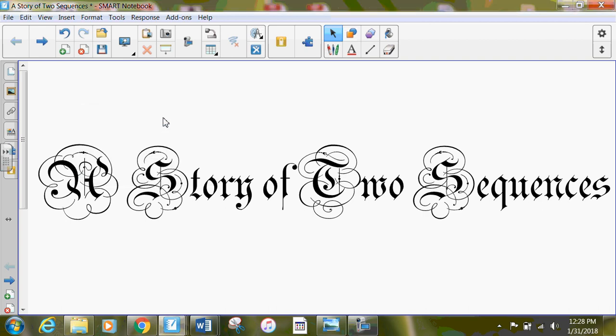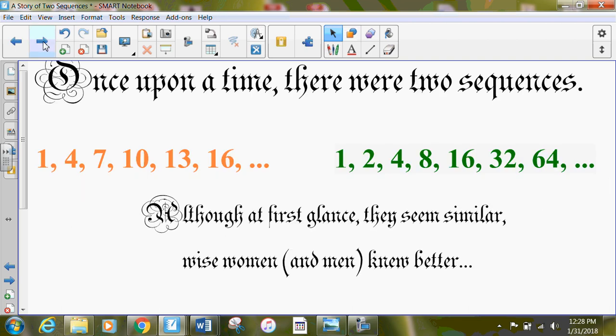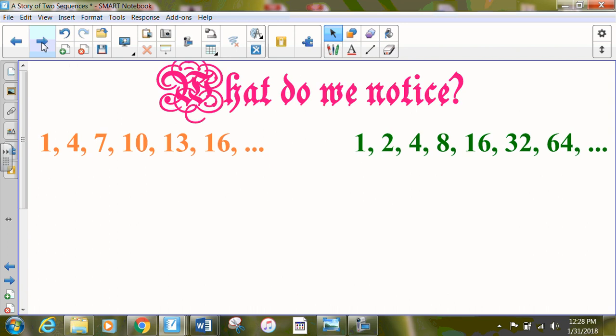Okay, here we go. A story of two sequences. This is day one as we're studying sequences and series, and it also matches up with section 8.2 in your book. All right, so let's look at these two sequences. They look very similar. They look like they have a pattern. And so let's look at them a little bit closer and make some observations.